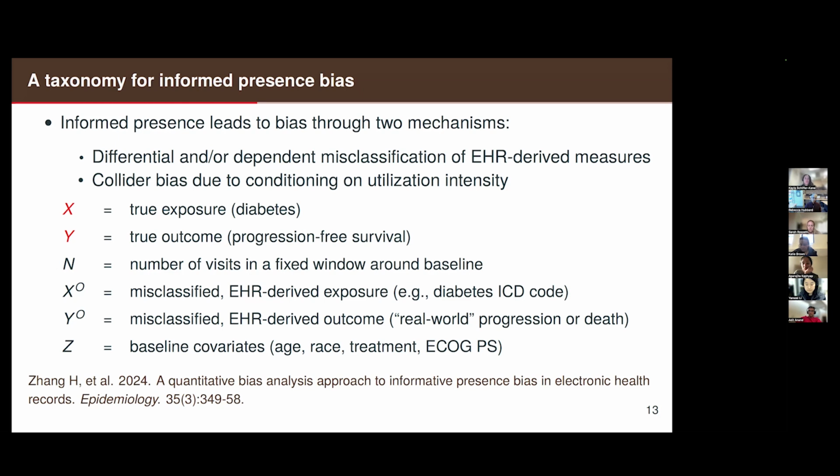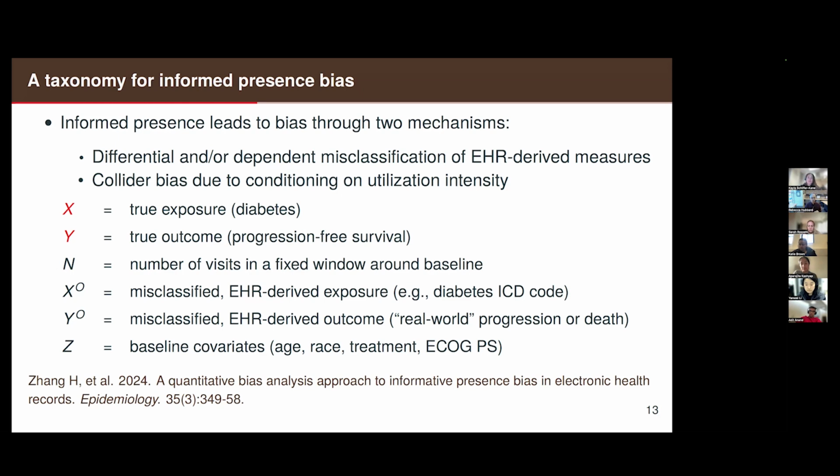So there are lots of different ways that you could try to quantify this. I'm going to assume that we look at some fixed window around baseline and count up how many visits the patient made to the healthcare system. And we're going to use that as a measure of their utilization intensity.